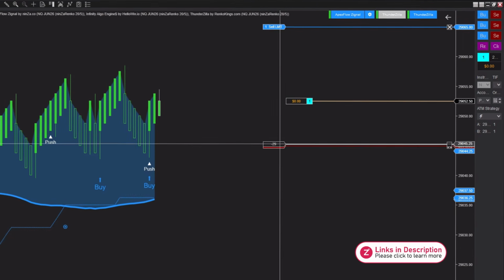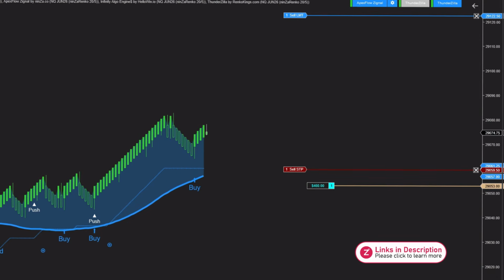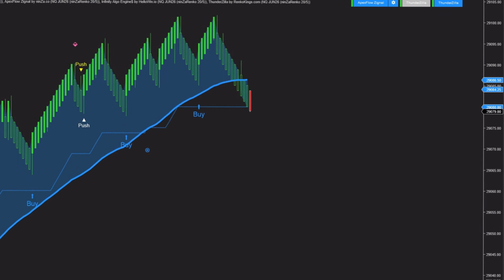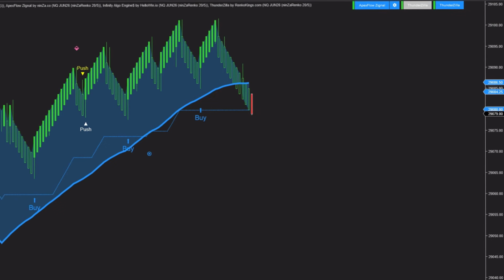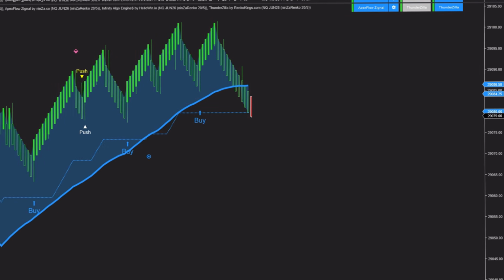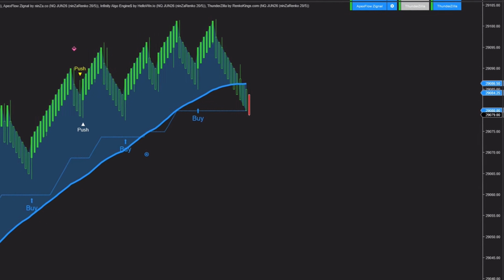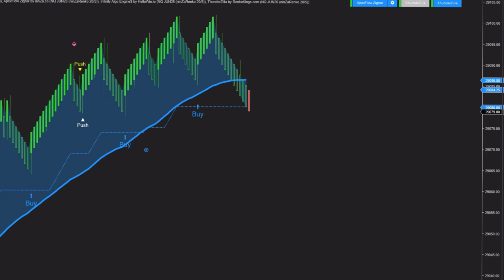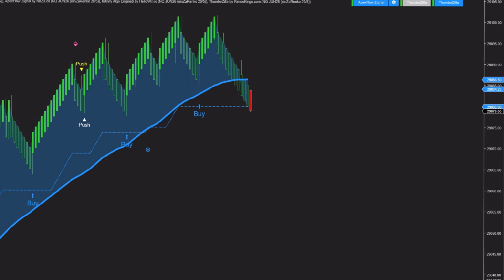At first glance, this setup may look very simple on the chart, but we have alignment between the overall market trend, momentum, order flow, and buying versus selling pressure. This allows traders to avoid manually analyzing too many variables while still getting access to a higher probability trade setup.